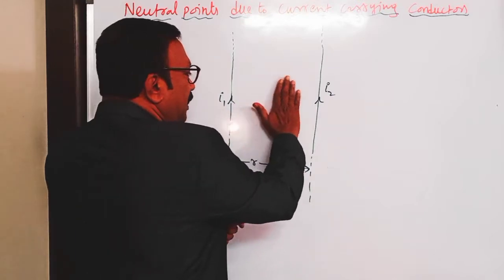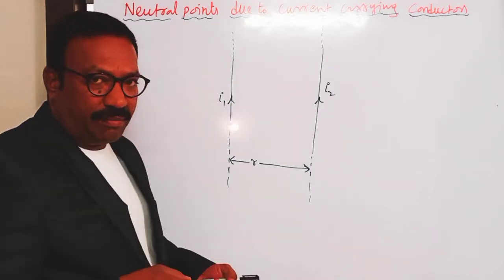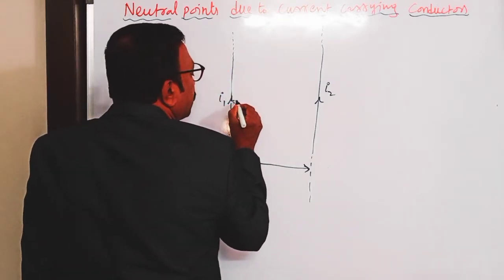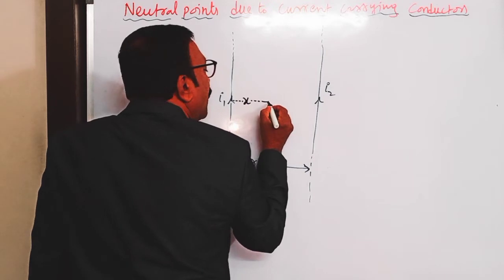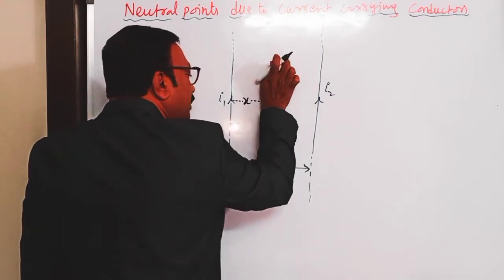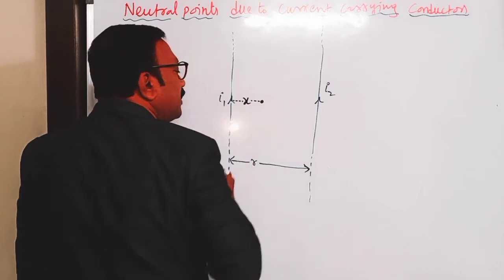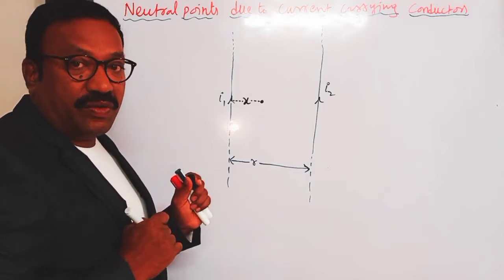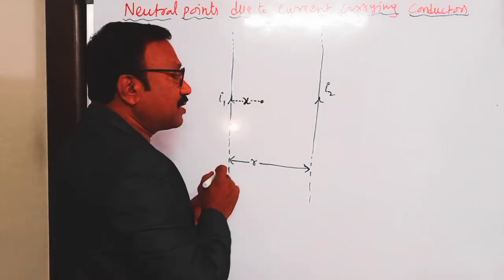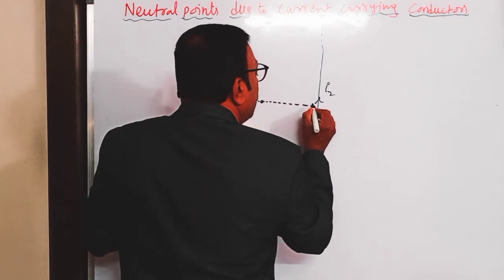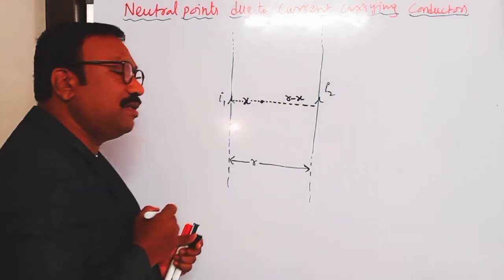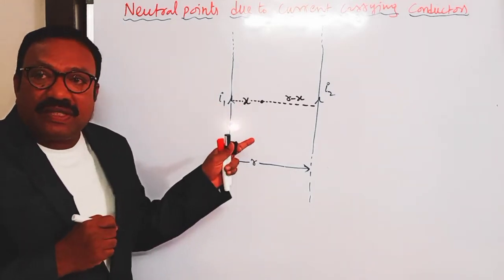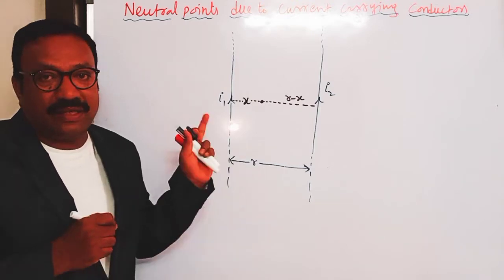Now let us say in this region I would like to find the magnetic field. Say at some distance x, this is not a midpoint, somewhere I would like to find the magnetic field here. Resultant magnetic field here I want to find. This is at a distance x from the first conductor. So naturally this will be at a distance r minus x from the second conductor. This point is x from the first conductor and r minus x from the second conductor.